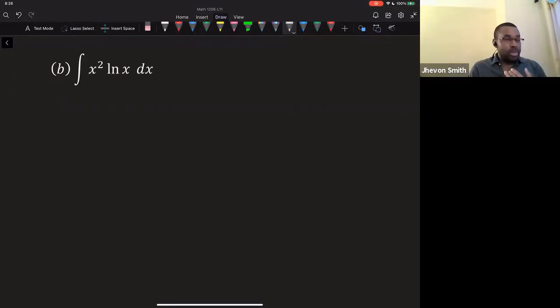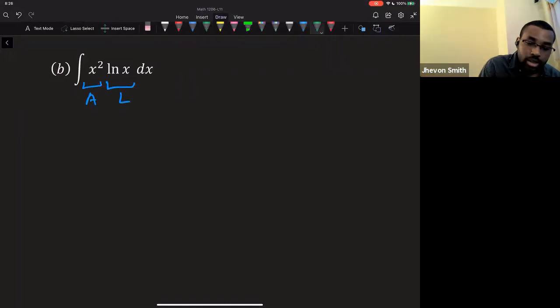Other than that, once you know substitution or nothing easier would work, and you have two different types of functions multiplying each other, integration by parts would be a good guess as to what you should do in order to solve the problem. So here, you'll notice that what I have is x squared, this is an A, ln x, this is an L. According to LIATE, this guy gets to be the u. And so then we can actually proceed on doing that.